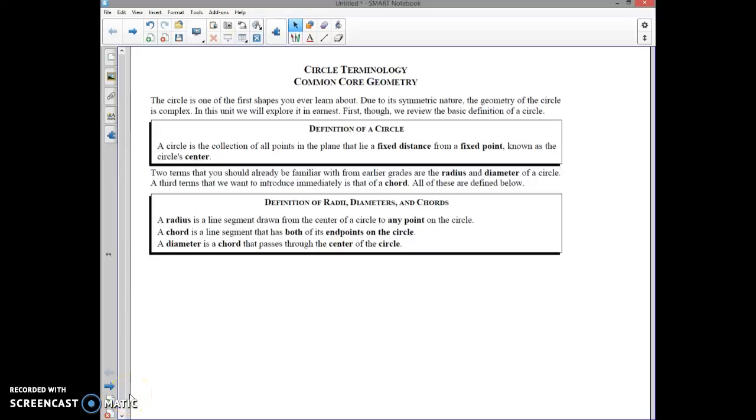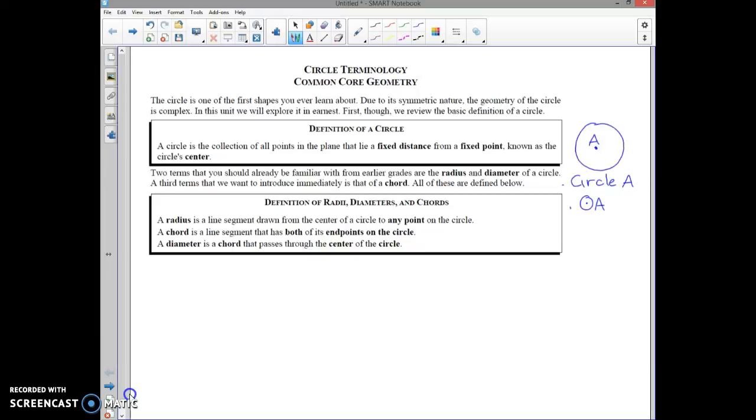Everybody, this is a review of Introduction to Circle vocabulary and terminology. A couple of things we need to recognize when you have a circle: the center point is usually labeled with a capital letter. So for example, this would be circle A, or they might say circle A like this. That's what a circle is, the collection of all points in a plane at a fixed distance.